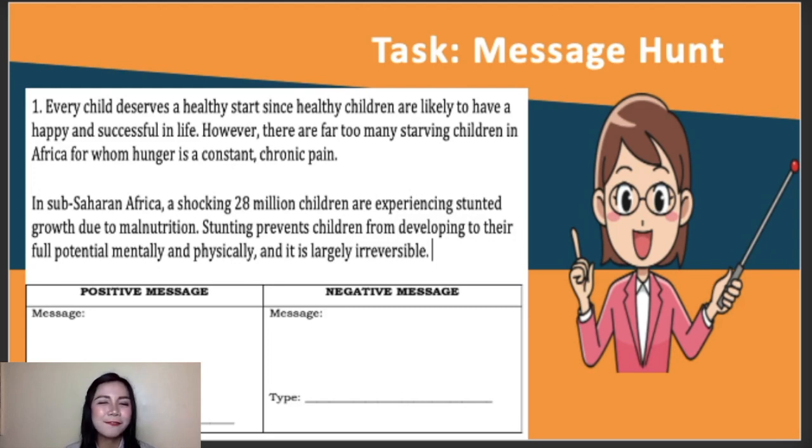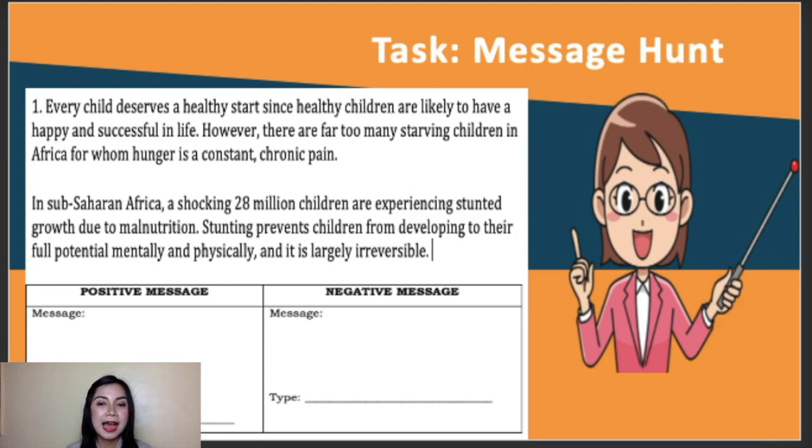Give Pray a virtual round of applause. Great. So what type of message is that, Pray? It's positive emotional approach. Very good. Very good. Now let's have the negative message.